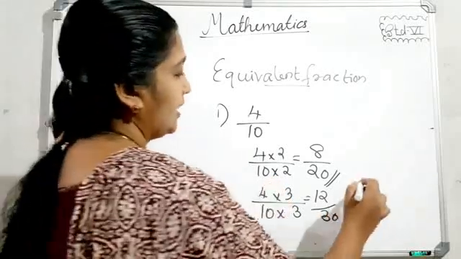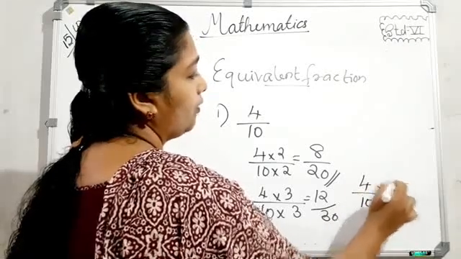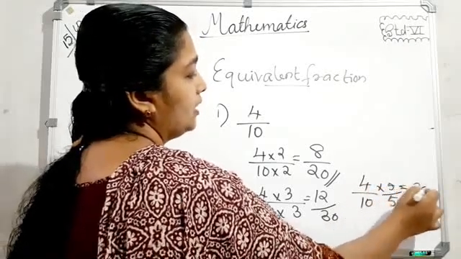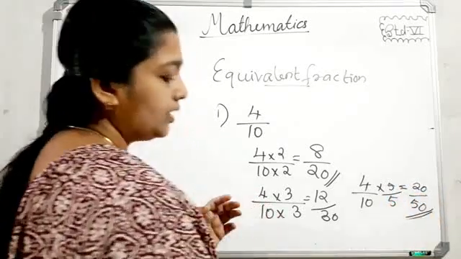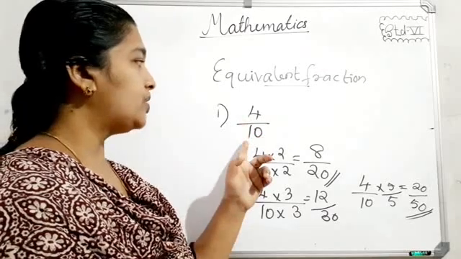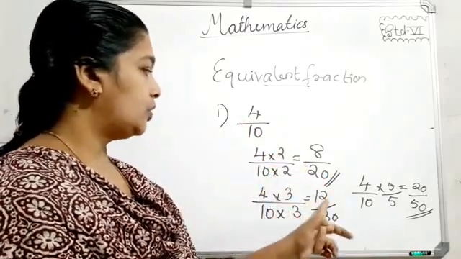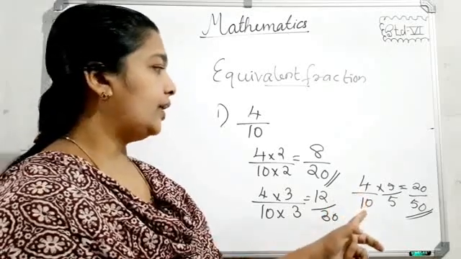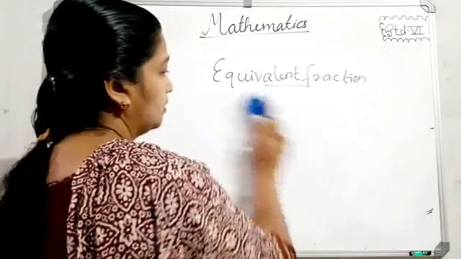Understand? Next, 4 by 10 into 5 by 5. That equals 4 fives are 20, by 10 into 5, which equals 50. So the equivalent fractions of 4 by 10 are 8 by 20, 12 by 30, 20 by 50. Then one more question we can do.